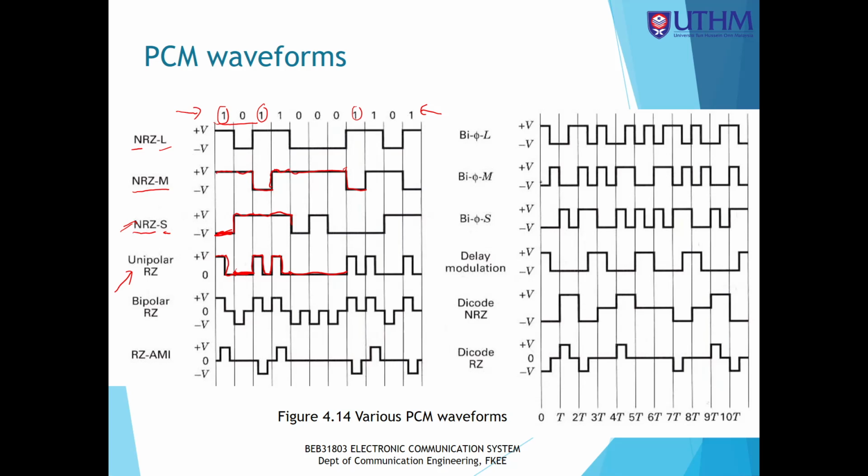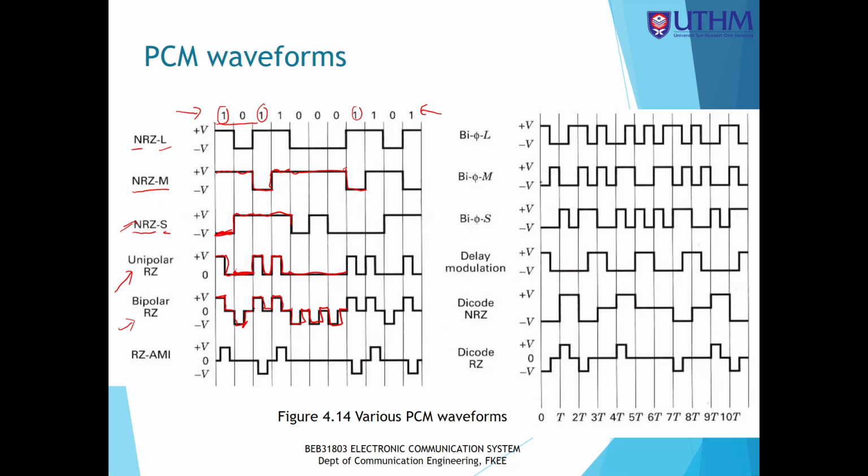Okay. Untuk bipolar, okay, bipolar maknanya ada dua polarity, positif and negatif. So untuk input bit 1 akan menghasilkan output positif, return to 0, and then input bit kosong, negative voltage, return to 0. And then input bit 1 positive, return to 0, positive, return to 0, and then input bit 0 negative, return to 0, negative, return to 0, negative, return to 0 dan seterusnya.